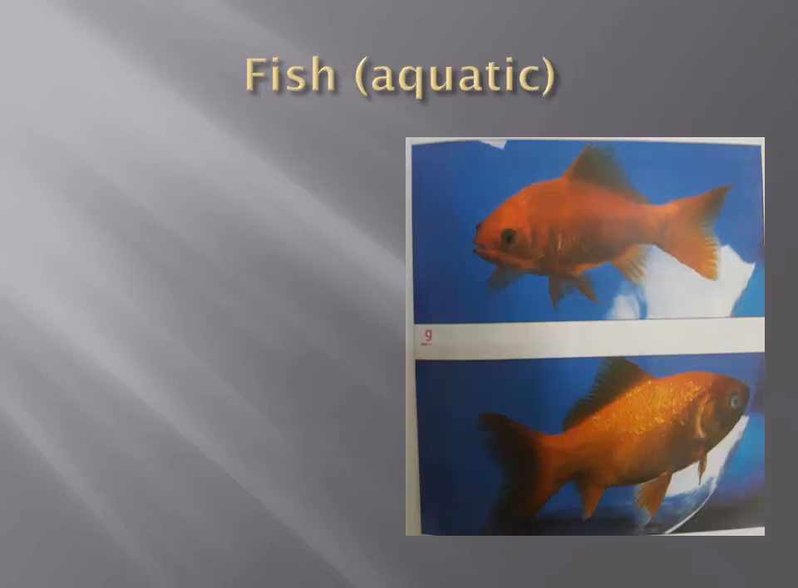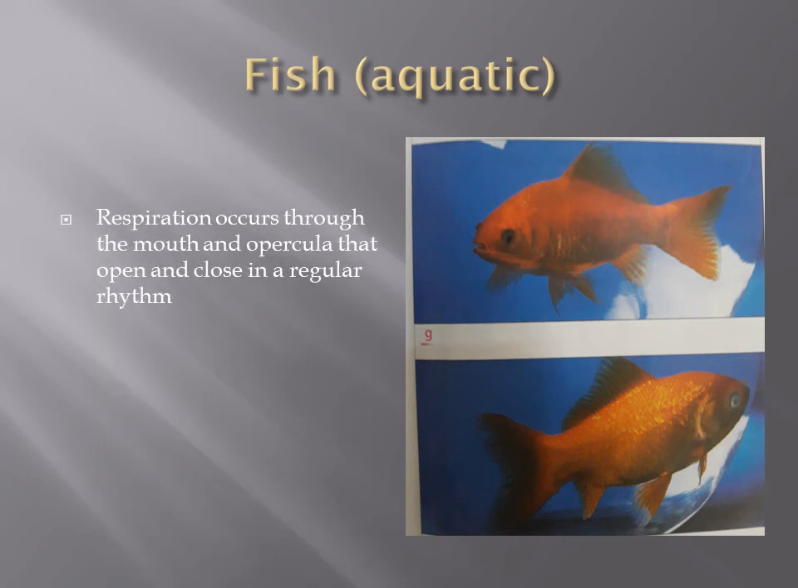In the case of a fish, which is an aquatic animal, this means that it lives in water, respiration occurs through the mouth and opercula that open and close in a regular manner. This means that respiration occurs through its mouth and its two opercula that are found on each side.